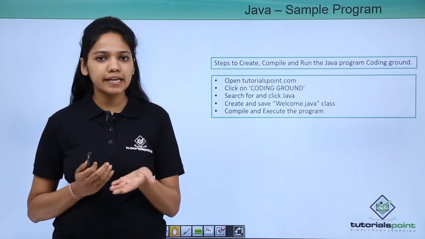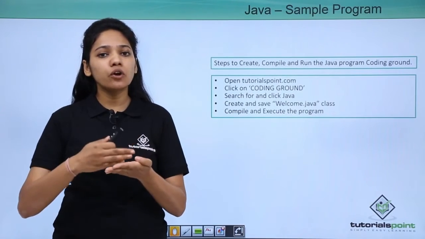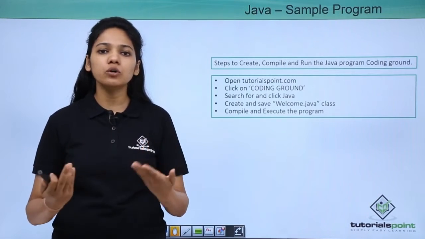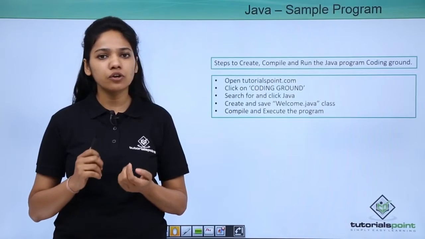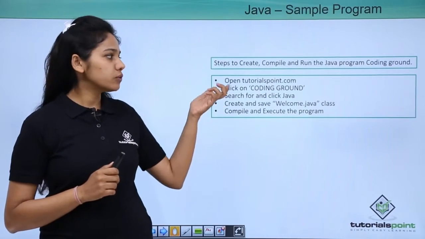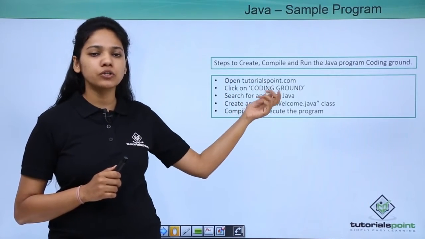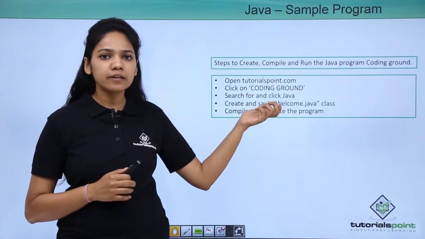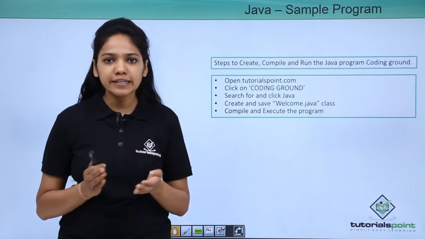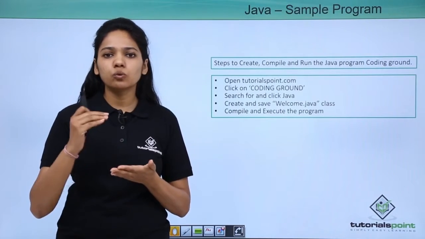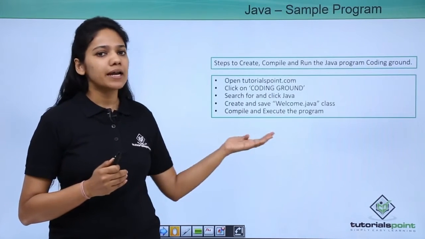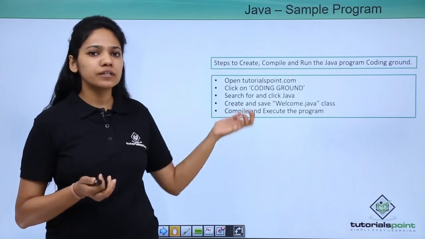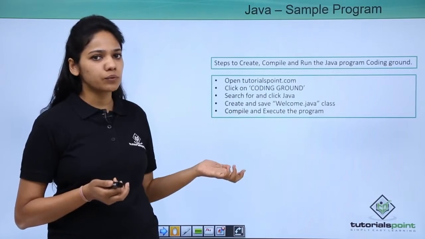We have already seen how to create a sample program using one of the text editors, and using one of the tools like Eclipse. Now let us see what if you do not have any of these available, then the Tutorialspoint provides you a coding ground where you can execute your Java program. So what you need to do is go to tutorialspoint.com. On the right hand side you will see a coding ground tab. Click on that. You will have an editor available where you just need to write your program, compile and run the program.